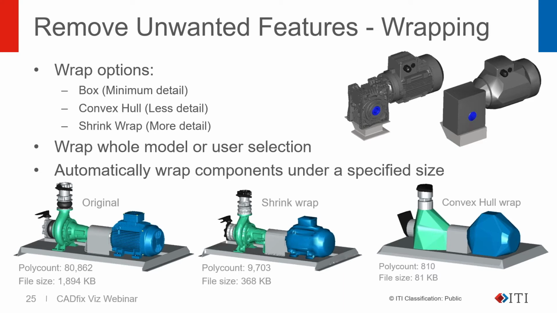And again, a slightly more crude representation is the convex hull wrap. As you can see there, that's appropriate for a low level of detail with minimum polygons and a very, very small file size.